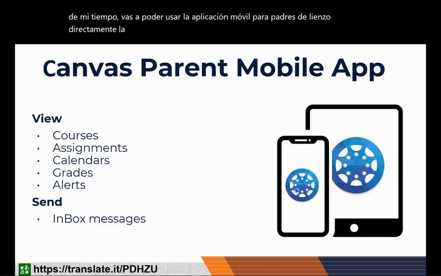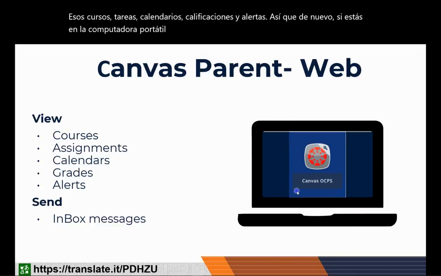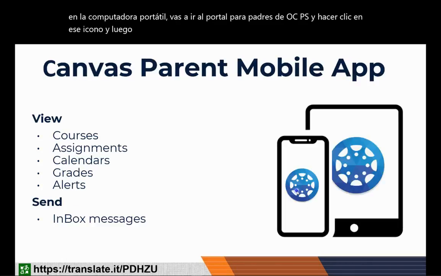Okay, and so inside of that Canvas mobile app, you'll have the same ability to see those courses, assignments, calendars, grades, and alerts. So again, if you're on the laptop, you're going to go to the OCPS Parent Portal and click on that icon. And then if you're going to the mobile app, you're going to download the Canvas Parent app and go in that direction.